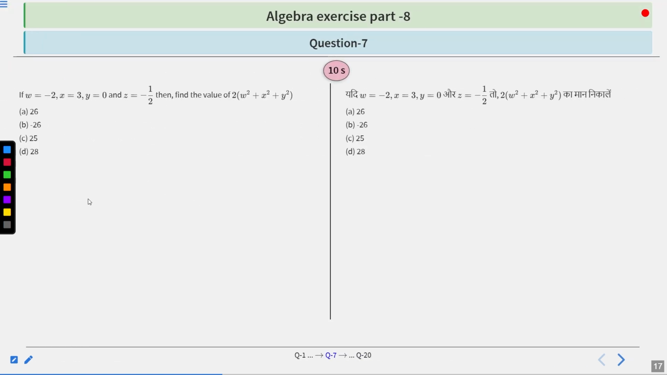Next, if w is equal to minus 2, x is equal to 3, y is equal to 0, and z is equal to minus 1 upon 2, then find the value of twice of (w square plus x square plus y square). The options are option A 26, option B minus 26, option C 25, and option D 28. These are the options. I'm giving you 10 seconds to find out the correct answer. After that, I will do the solution for you.